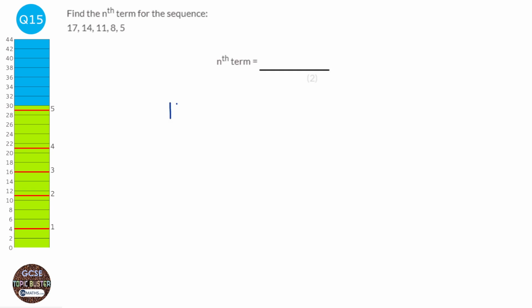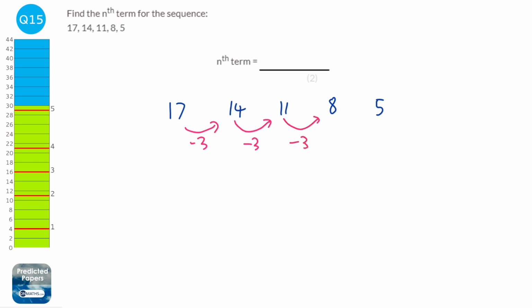So let's write these numbers out, and the first thing to do is work out what the numbers are going up by. So they're going up by -3, because they're minusing 3 each time. So we know that the number before the n is going to be -3. So whatever they go up in is the number before the n.